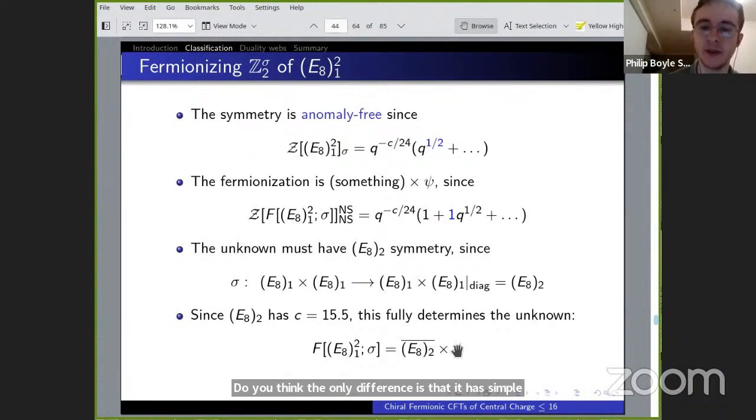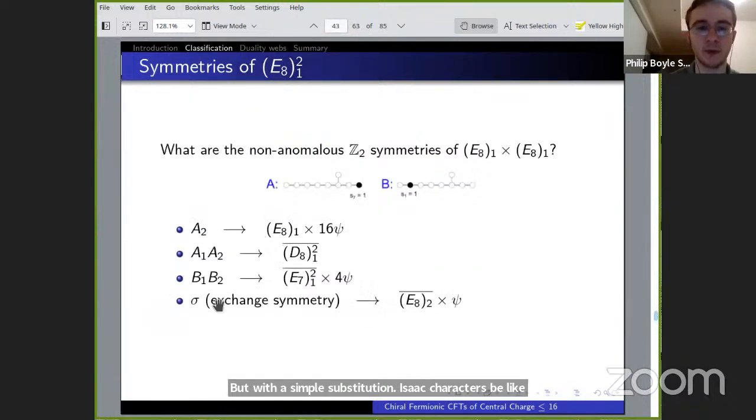But because the MTCs of these two theories are actually the same, they have a very similar structure. So if you were to write down the characters, they'd be just like Ising characters, but with a simple substitution of Ising characters for E8 level two characters. So that's a slick argument for why this gives you that.